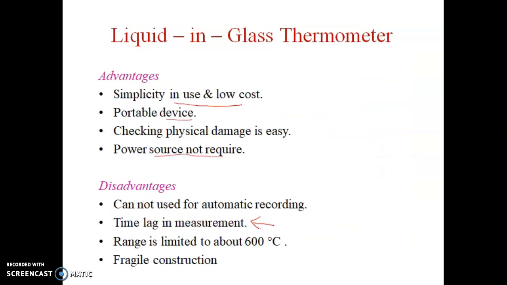And in advantages, it is very simple in use and very low in cost, and it's a portable device. Then power source is not required. And in disadvantages, it cannot be used for automatic recording since it is not producing any electrical signals. Then there is a time lag in measurements because time is required for the expansion of the mercury. Then it is very fragile in construction.